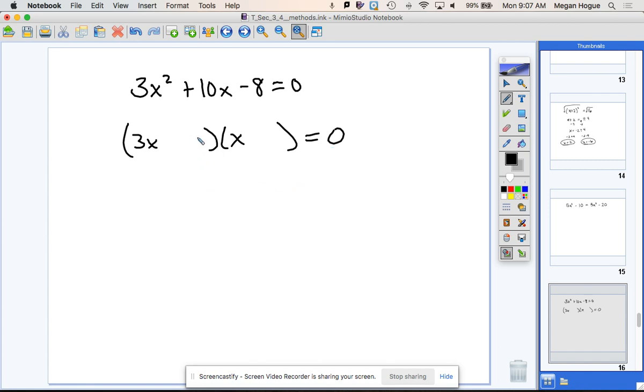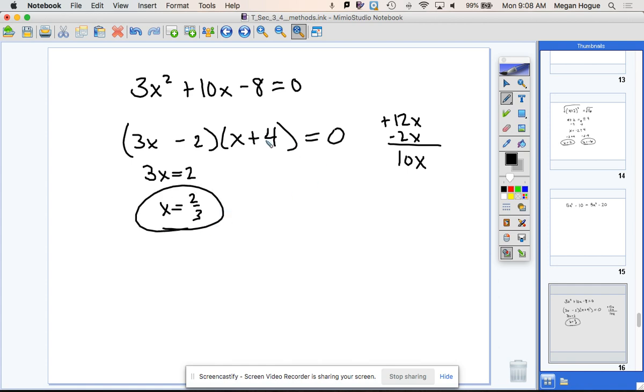Oh, 4 and 2? That order? What? In that order? You like 2 and 4. I was going to say, you like to put it like that? Yeah. I think you're right. So positive 12x, negative 2x. I know I'm right, kind of let her sneak in there. 10x. So that is right. We got to solve. So I'm going to say 3x equals 2, x equals 2/3. And here I'm going to say x equals negative 4.